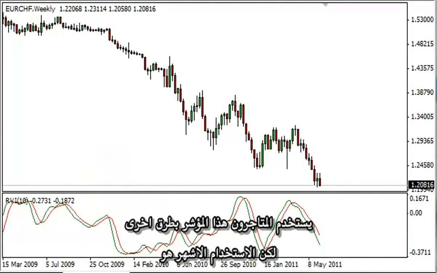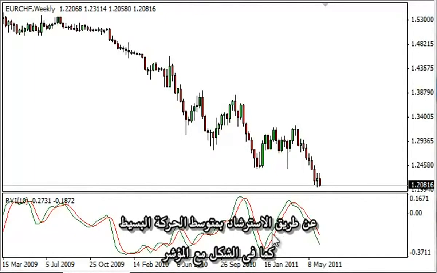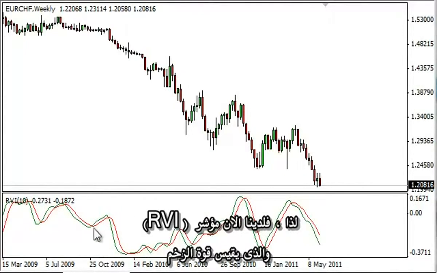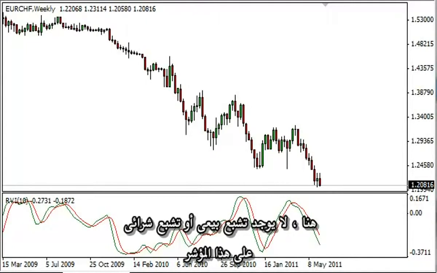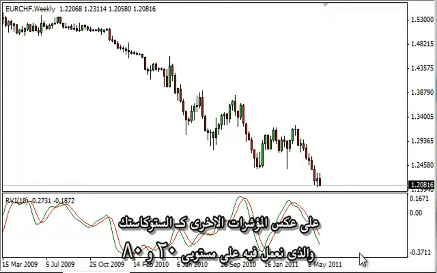There are some different ways that traders use this indicator, but the most common is they will throw a simple moving average on the window as well. So you have the RVI, which measures the strength, and then you have the simple moving average. Quite often what traders will do is use it as a crossover system. There is no actual overbought or oversold part to this indicator.